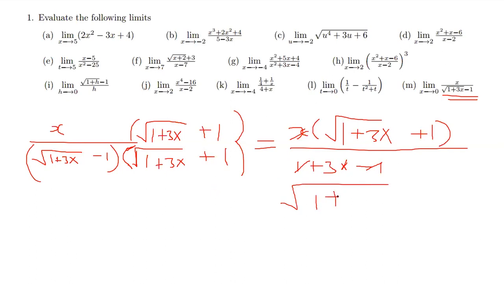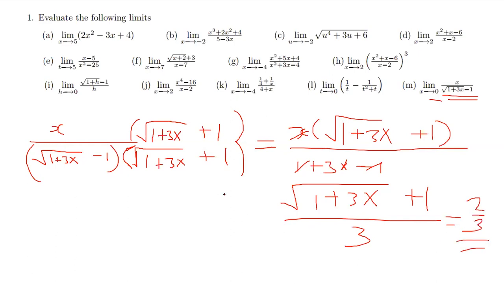1 plus the root of 3x plus 1, then everything divided by 3. So here it's just a matter of you replacing where there's x with 0. So you're going to have the root of 1 plus 1, just 2, then divide by 3. This is your limit after finding this. So this is going to be your limit when x approaches 0.